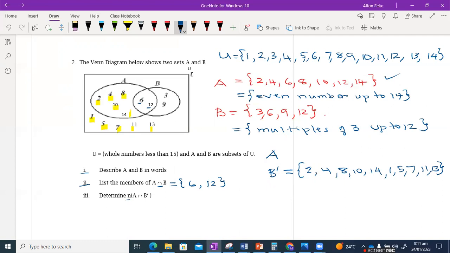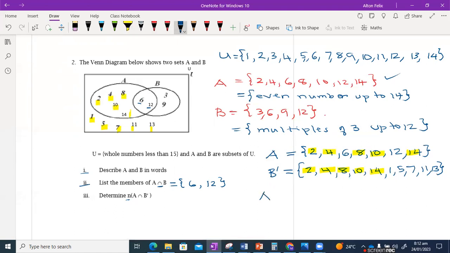Now, we need to look for the intersection between A and B complement. Let's write A again here. And then we look for those numbers that are common to both sets. And we can highlight those numbers. So the number 2 is common, as well as 4. I'm seeing 8. I'm seeing 10. I'm seeing 14. I think that's it.